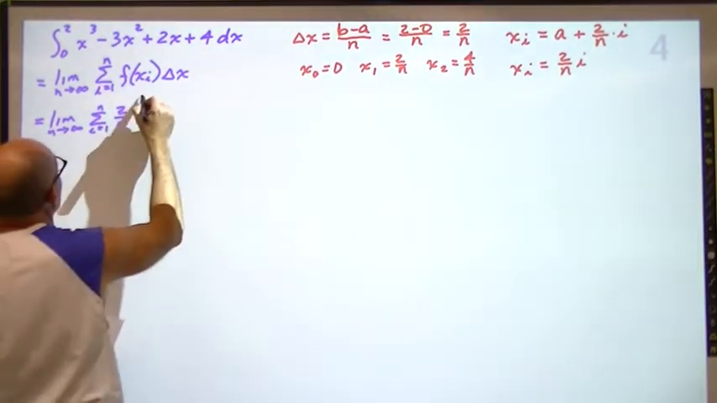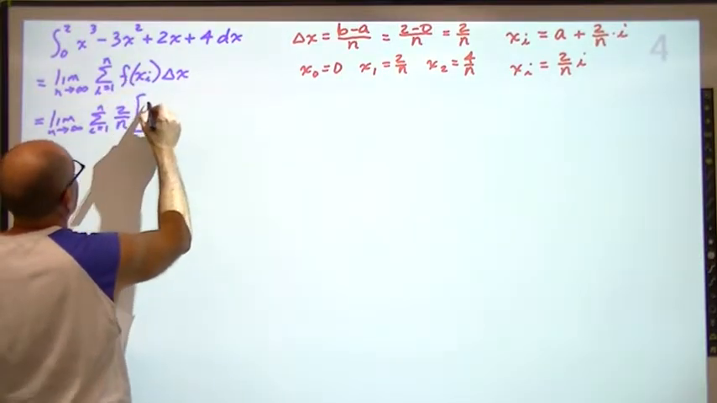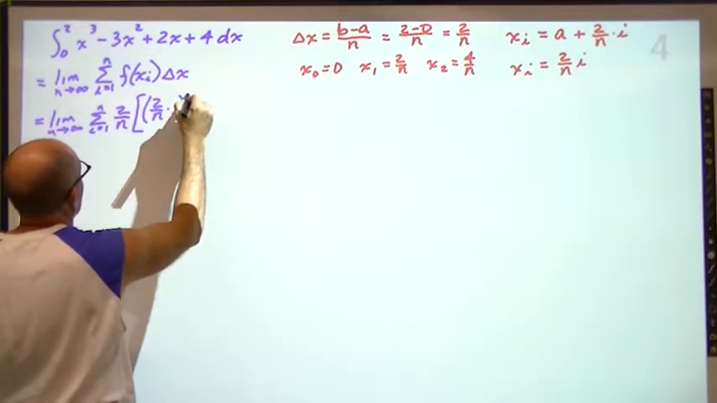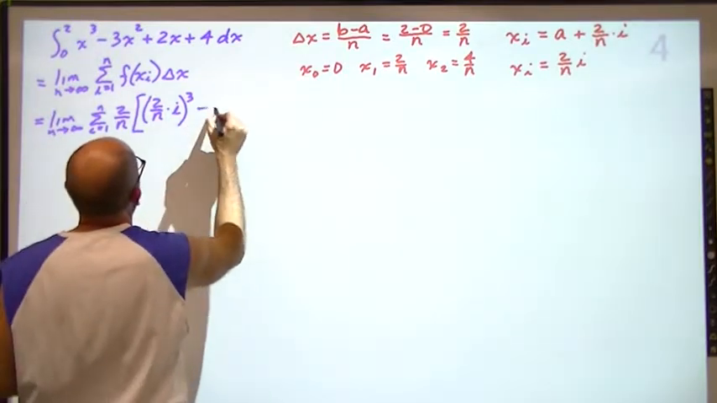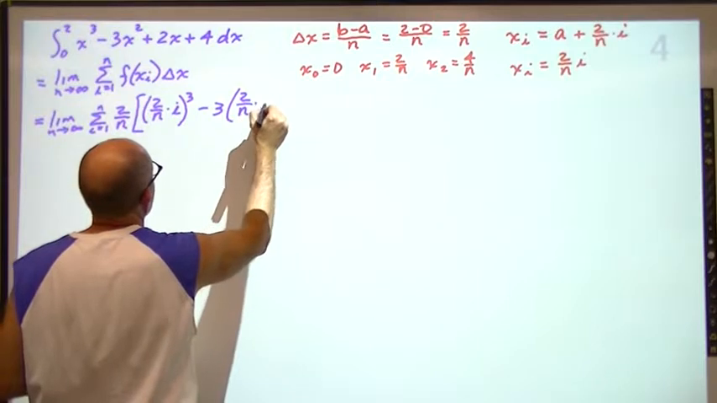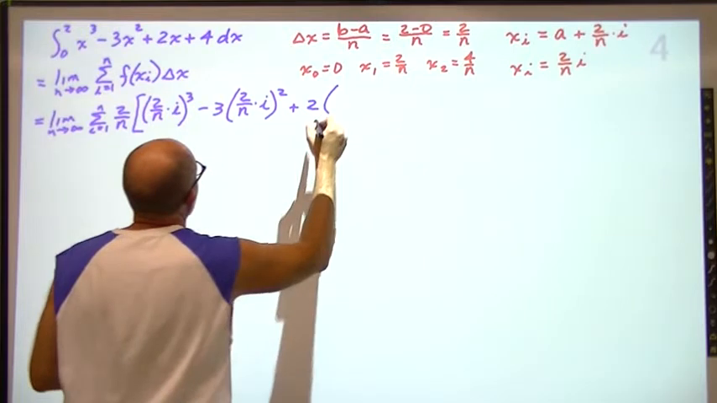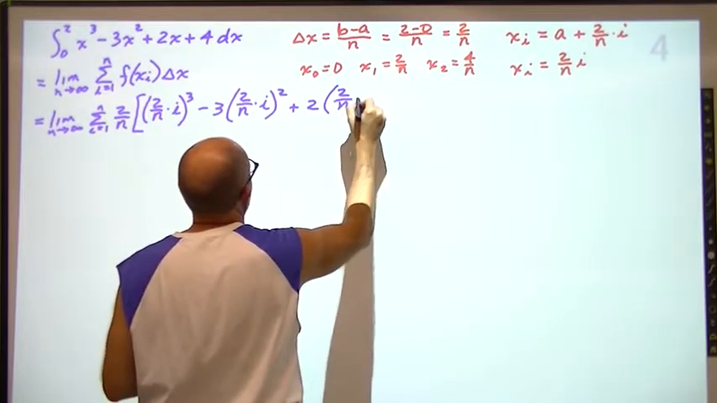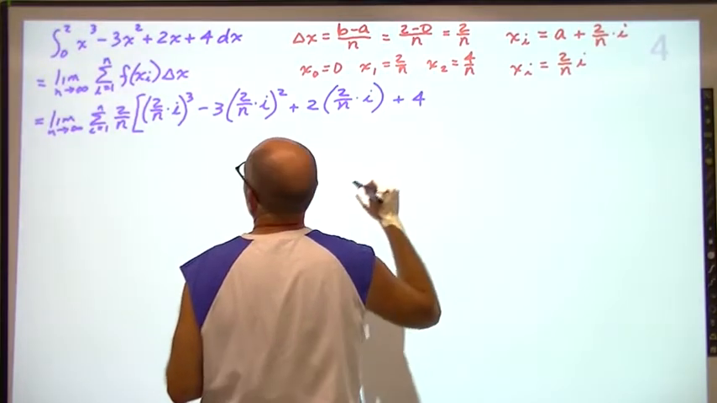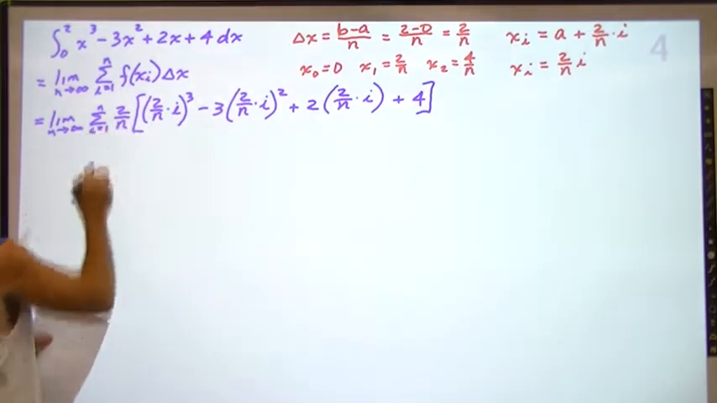So that means we have x cubed is 2 over n times i cubed, minus 3x squared, which is 2 over n times i squared, plus 2x, which is 2 over n times i, plus 4. And this is all times the dx, or the delta x, which is 2 over n.